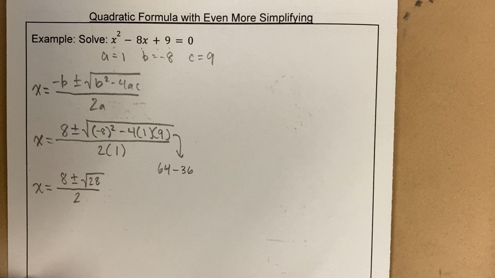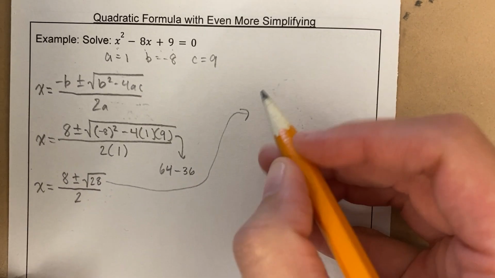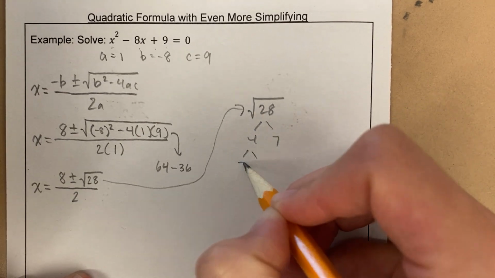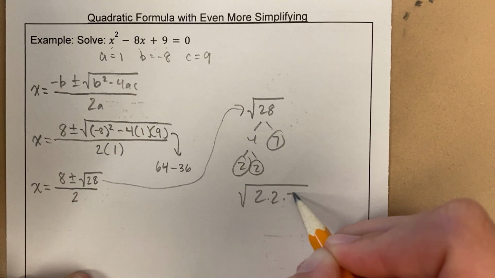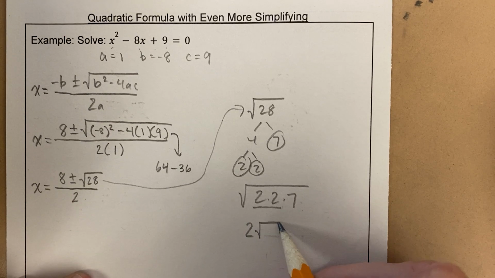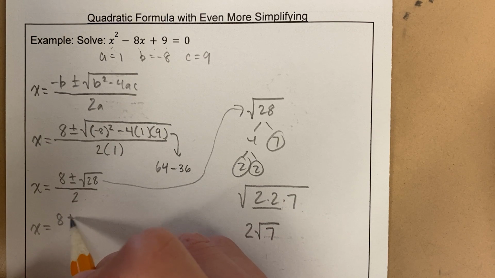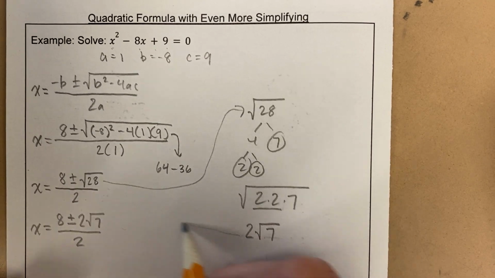Okay. So now I'm going to take my 28 and simplify it, and it's a nice small number, not too bad, right? And here's what I observe. I have a double 2. I'm going to bring that 2 to the outside. So this is 2 root 7. So when I bring it back, I have 8 plus or minus 2 root 7 over 2.